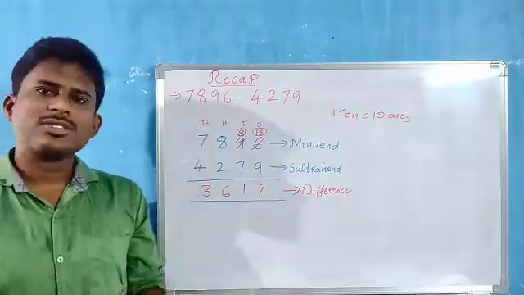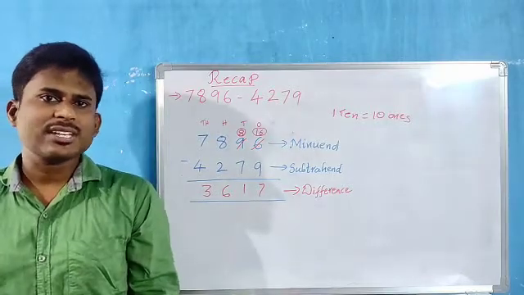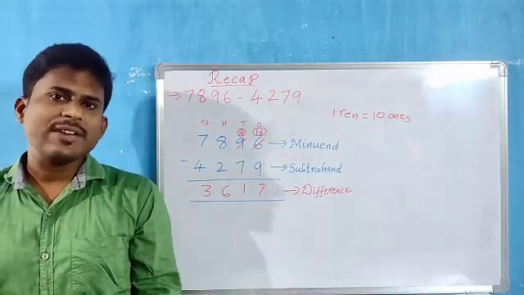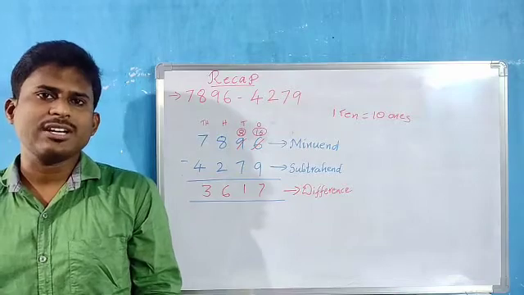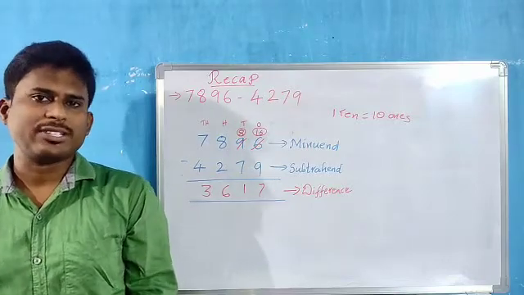So the difference we got for the question is 3617, children. As we discussed properties of addition, in the same way, subtraction also has some properties, children. Now let us discuss the properties of subtraction.